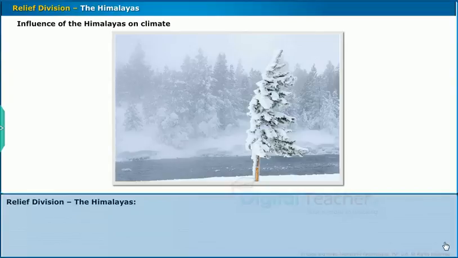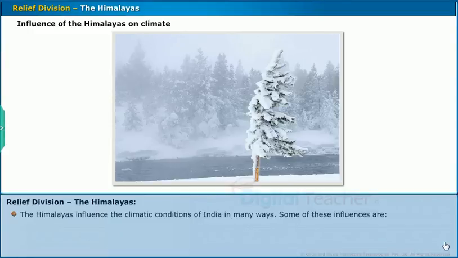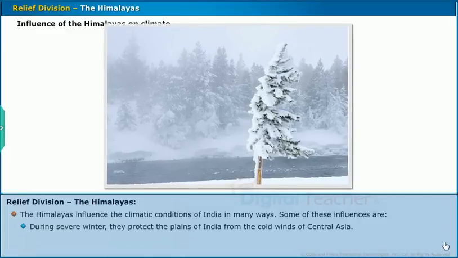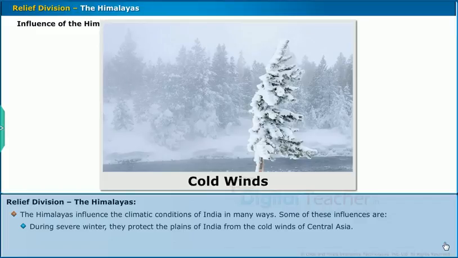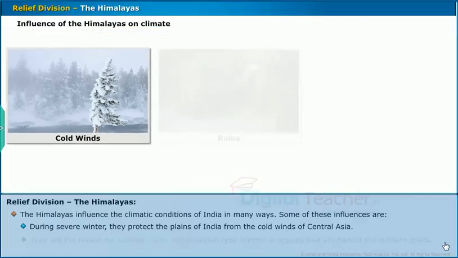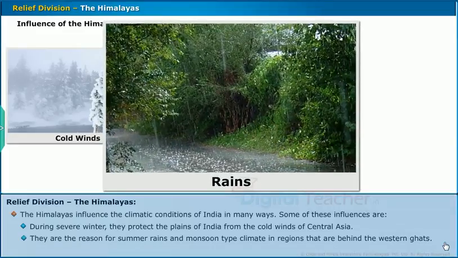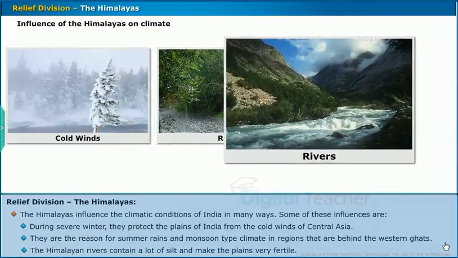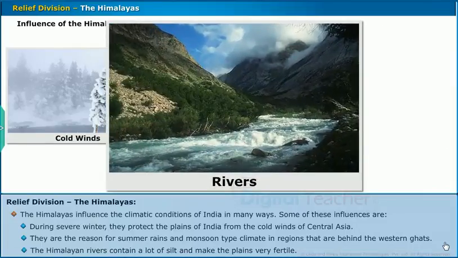After learning about the different ranges of the Himalayas, let us learn about the influence of these mountains on the climate. The Himalayas influence the climatic conditions of India in many ways. Some of these influences are: during severe winter, they protect the plains of India from the cold winds of Central Asia. They are the reason for summer rains and monsoon-type climate in regions that are behind the Western Ghats. The Himalayan rivers contain a lot of silt and make the plains very fertile.